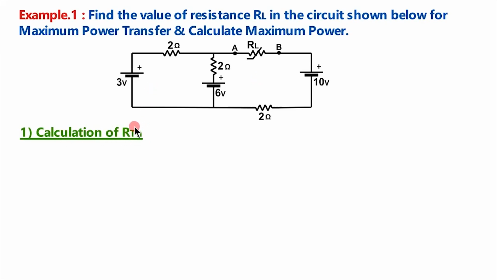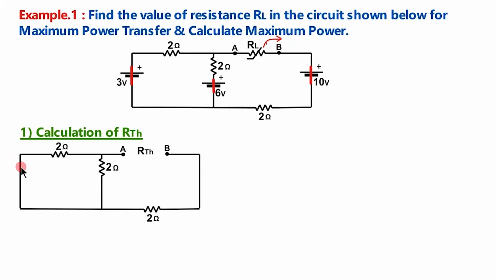For finding the Thevenin equivalent resistance RTH, we have to remove this load resistance. Then we have to short all the voltage sources. See here, this 3 volt, 6 volt and 10 volt are shorted, and we have to open any current sources if there are any. In this circuit, there are no current sources. After removing load resistance RL and shorting these voltage sources, our diagram becomes like this. See here, this 3 volt is shorted, 6 volt is shorted here, and 10 volt is shorted here. Now we have to calculate the Thevenin resistance RTH.